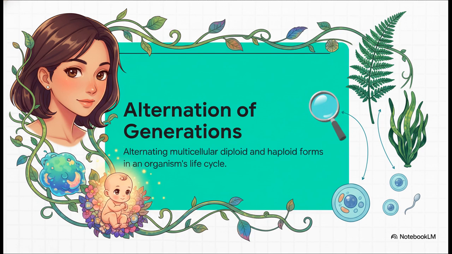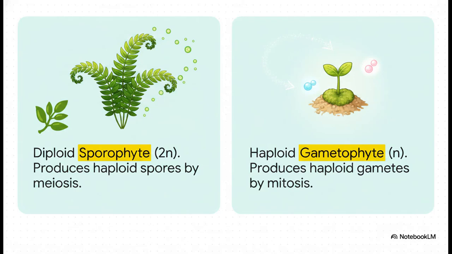Unlike us animals, where we just directly make single-celled eggs and sperm, plants actually alternate between two completely distinct body forms. So how does this cycle actually work? Well, plants just constantly bounce back and forth between a diploid phase and a haploid phase. The diploid phase, meaning it has two sets of chromosomes, just like us, is called the sporophyte. Its entire job is to produce single-celled haploid spores through meiosis.